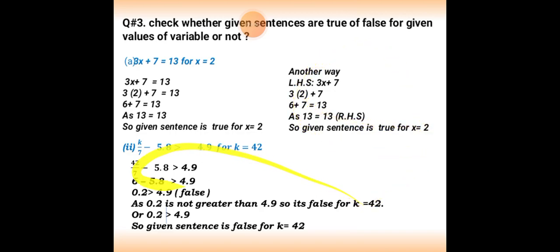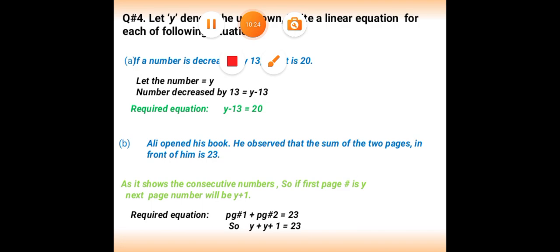I'm not going to go through the second method. I'm going to go through the second one: k divided by 7 minus 5.8 is smaller than 4.9 for k equals 42. So 42 divided by 7 minus 5.8 smaller than 4.9, then 6 minus 5.8 smaller than 4.9. So 0.2 is smaller than 4.9. Actually, the statement is true as 0.2 is less than 4.9. So this is how you need to do it.